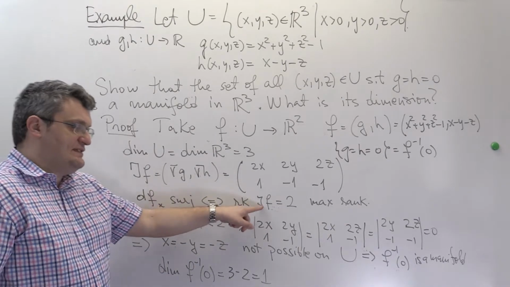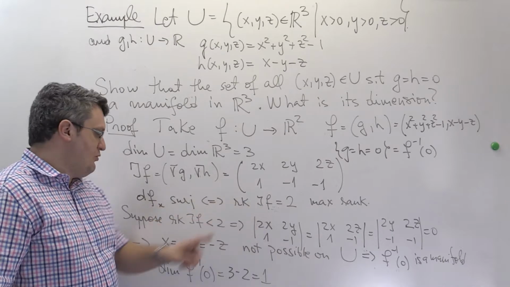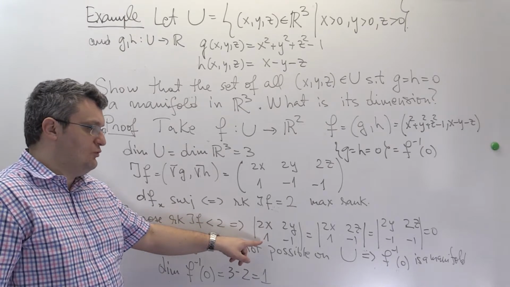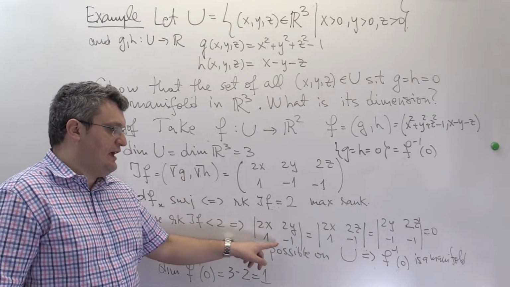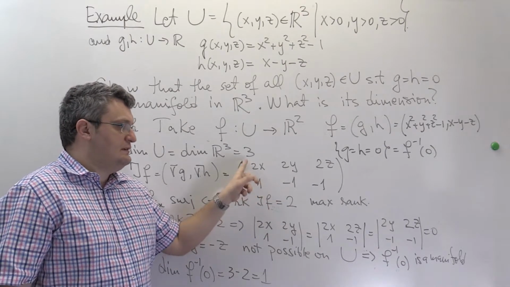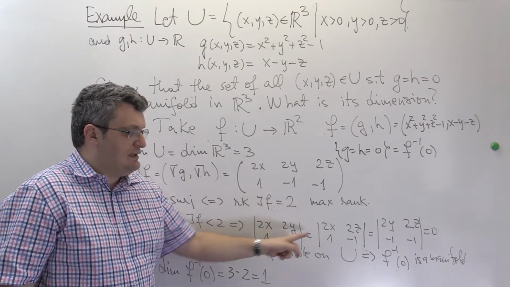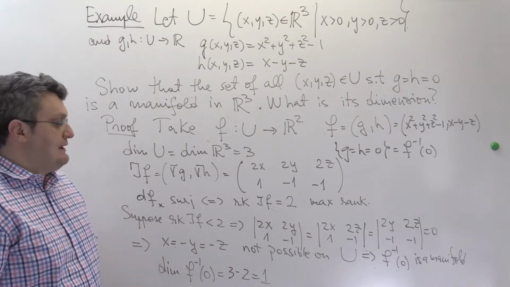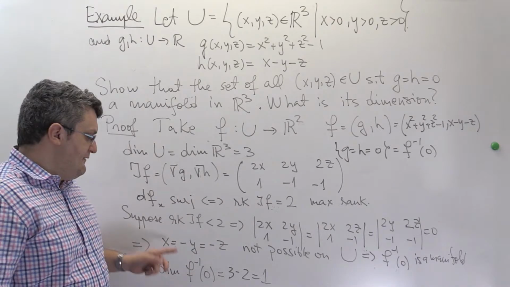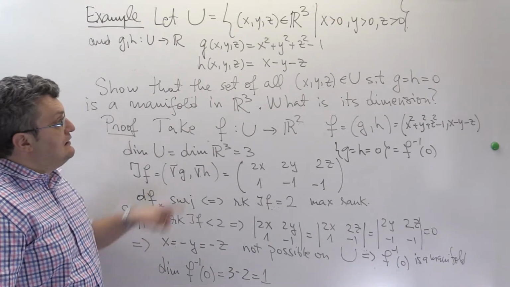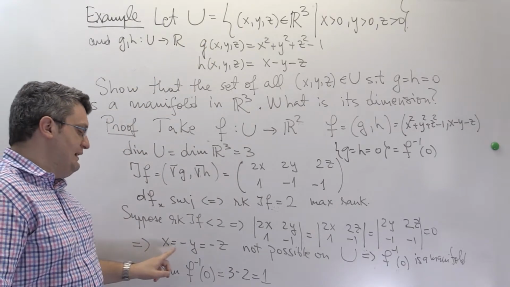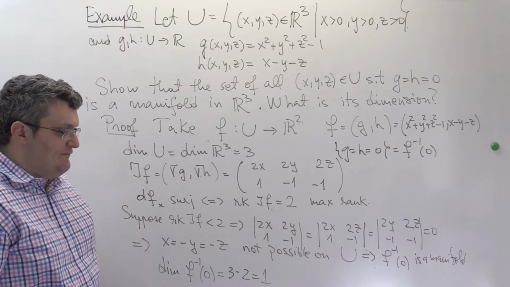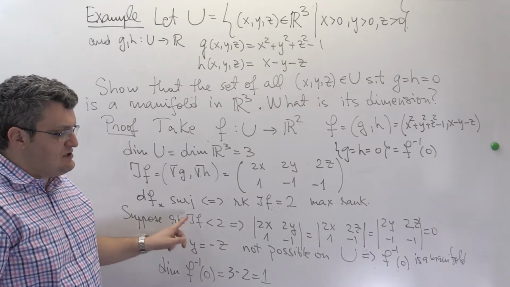Now suppose that this is not true. Suppose that the rank of the Jacobian is actually strictly less than 2. Then all the 2 by 2 minors have to be 0. So we have all the determinants of 2 by 2 submatrices of this matrix equal to 0. And this implies that x = -y = -z. But x, y and z are strictly positive, so x cannot be -y because it would be negative. So this means that we obtain a contradiction.